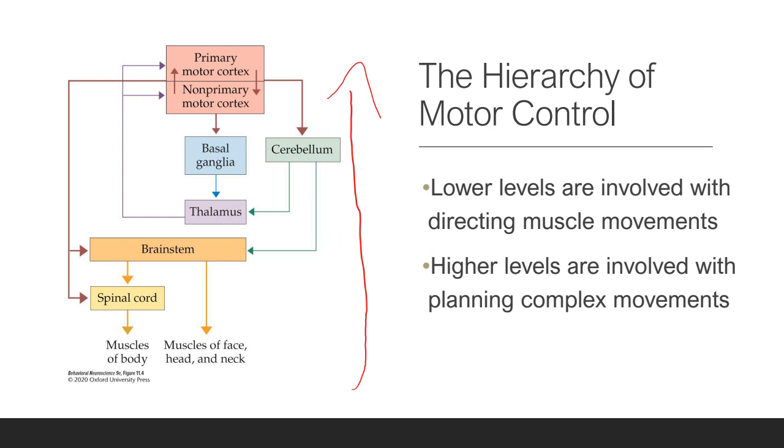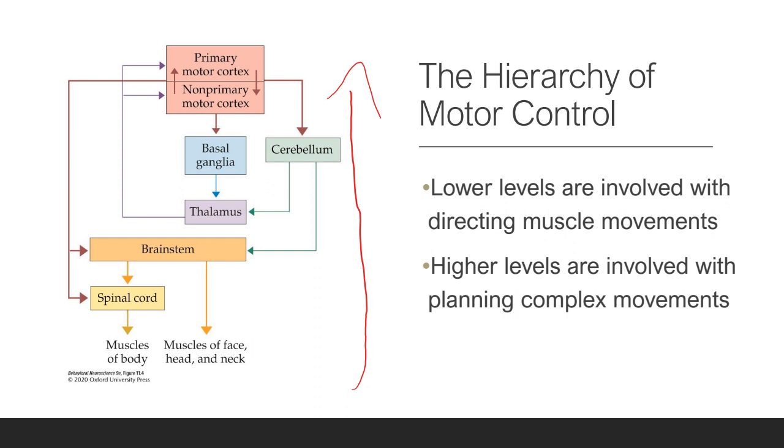So these are the parts at the lowest levels of the motor control system: skeletal muscles, muscles in the body, muscles in the face, head, and neck. The spinal mechanisms, the spinal cord, are the point of contact between the nervous system and the muscles. And like I mentioned in the previous slide, they're also capable of producing simple reflexive movements.